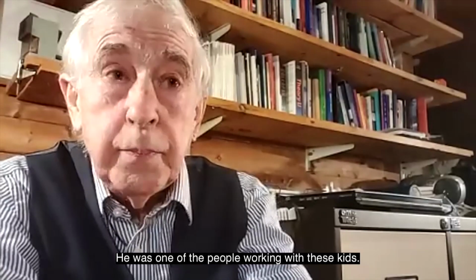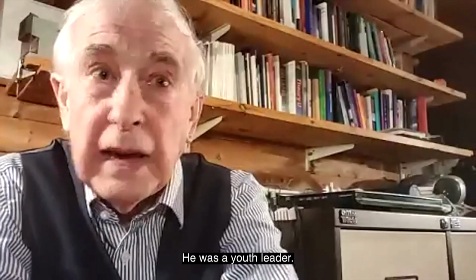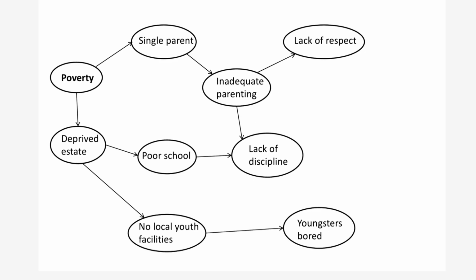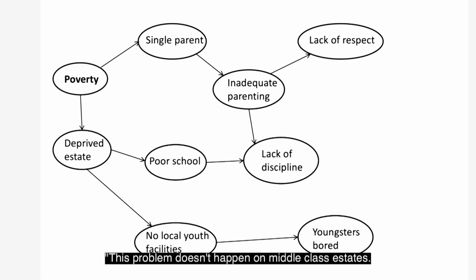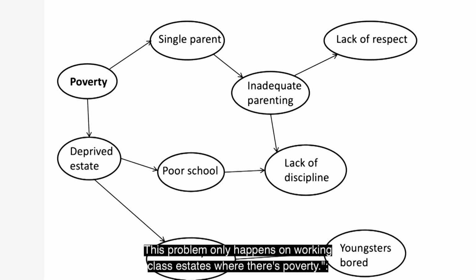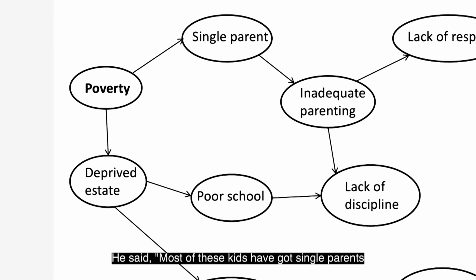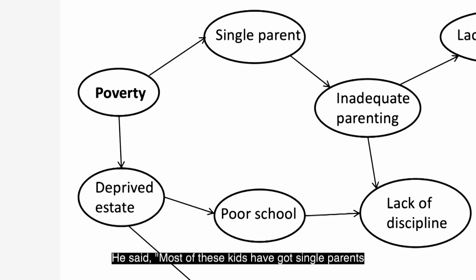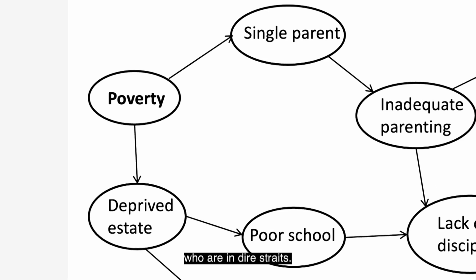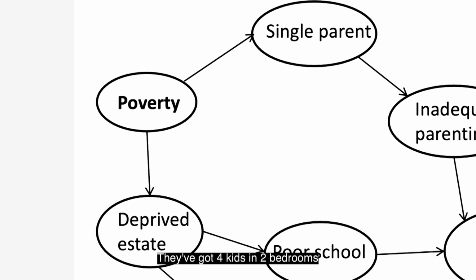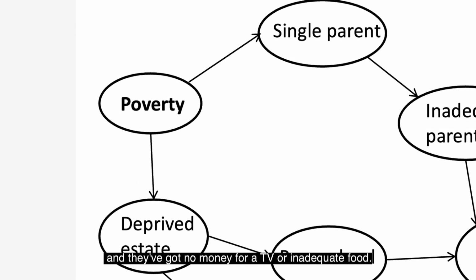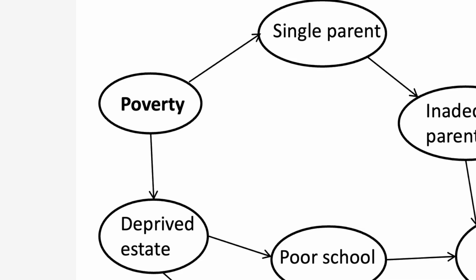Oh, okay. And then I meet another person. He was one of the people working with these kids. He was a youth leader out on the street with them. He said, listen, this problem doesn't happen on middle class estates. This problem only happens on working class estates where there's poverty. He said most of these kids have got single parents who are in dire straits. They've got 4 kids in 2 bedrooms and they've got no money for a TV or inadequate food. I mean, this is a poverty problem. This has got nothing to do with anything else.